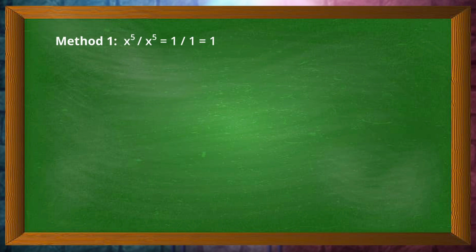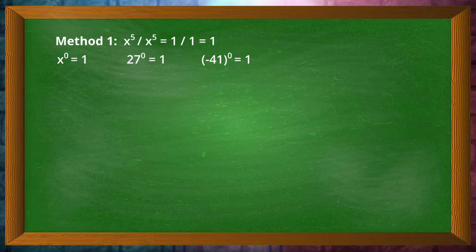Now something new. What would you do with this example? x to the power of 5 divided by x to the power of 5. There are two ways to work this out. The first is the method we have seen before. Any value divided by itself is equal to 1. The second method is using our law of indices for division.